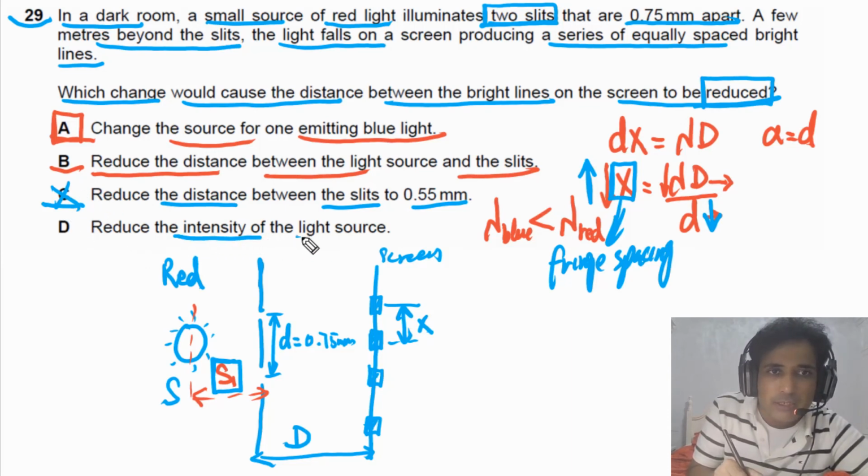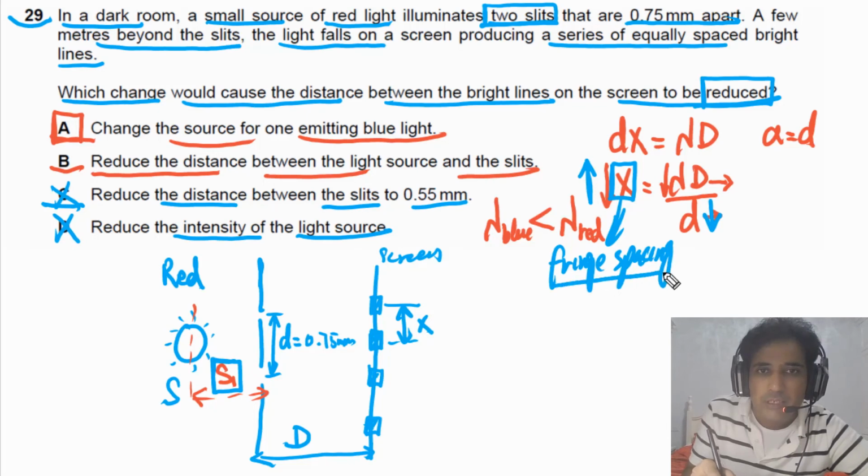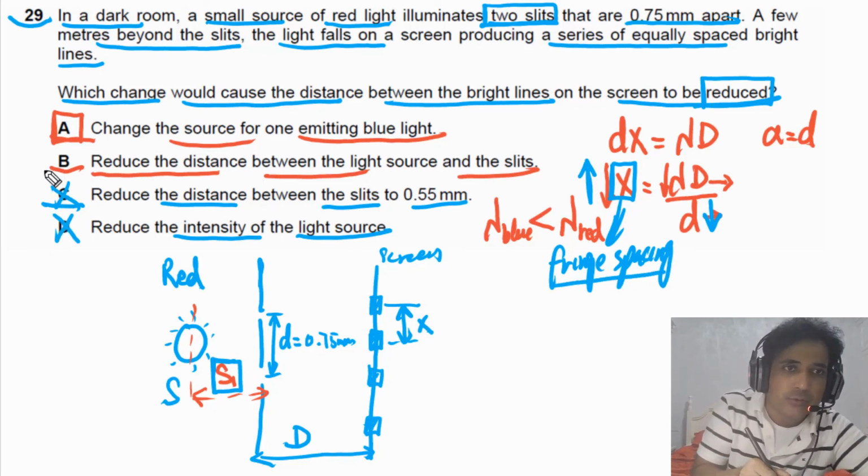Reduce the intensity of the light source. It will affect the brightness of bright fringes, but it will not affect fringe spacing. So D is also not a possible answer. B is also wrong. So the answer for this question is A.